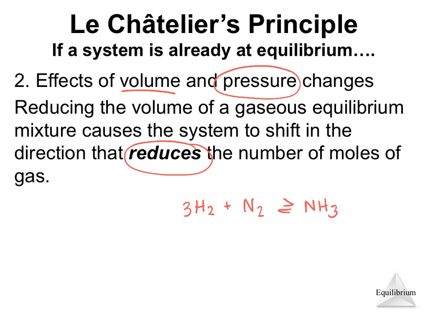So we've got NH3 like this, our Haber process. On this side, we have 4 moles of gas. And on this side, we only have 2 moles of gas.